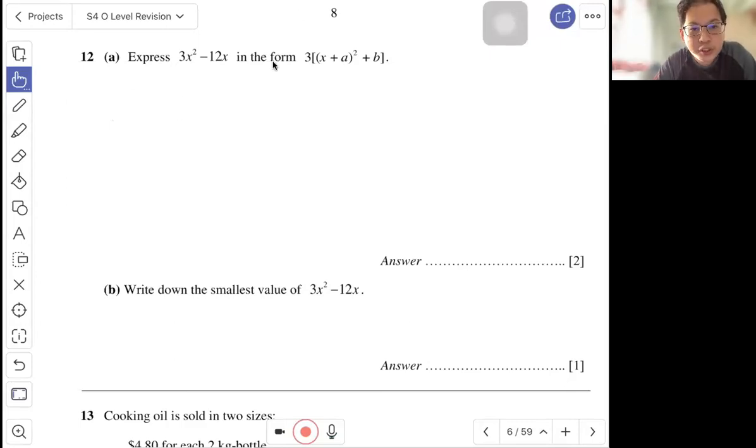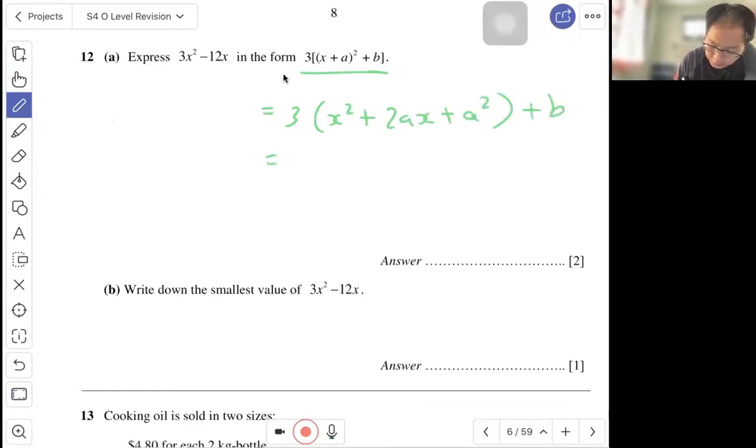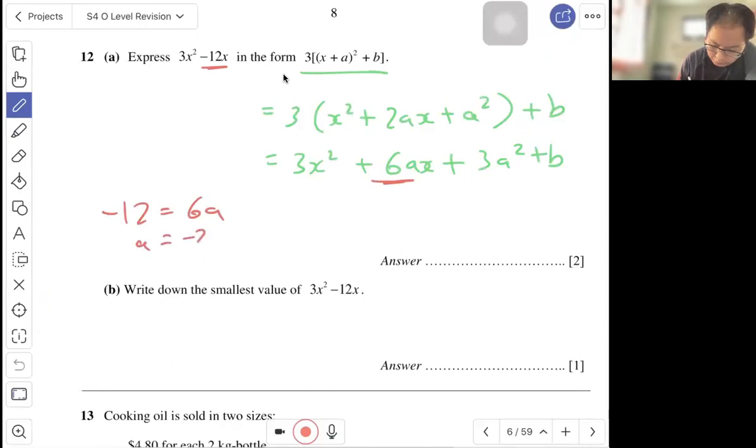Express 3x squared minus 12x in this form. What you can do is expand first. You get x squared plus 2ax plus a squared plus b, so there is 3x squared plus 6ax plus 3a squared plus b. Then you compare your negative 12x with 6a, so that means a equals negative 2.